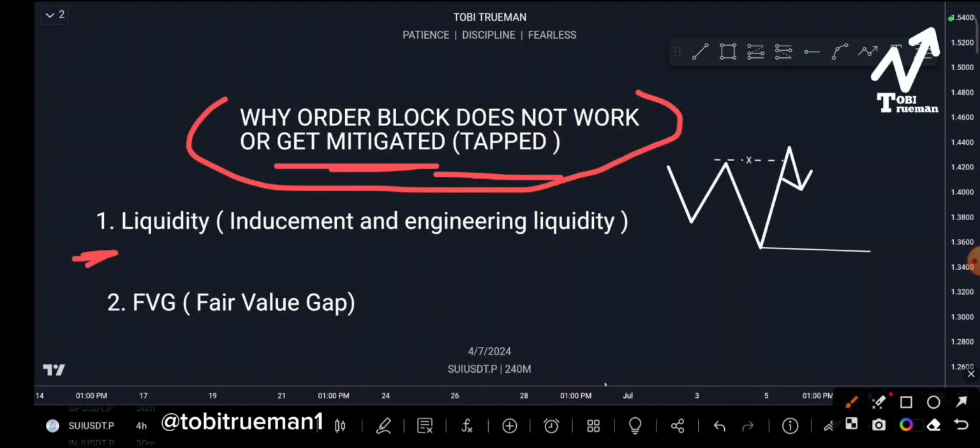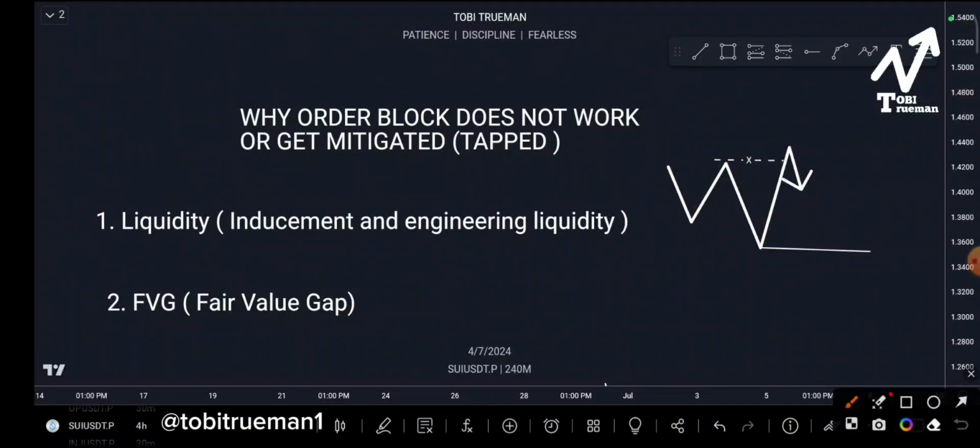Number one is liquidity. What drives price is money, and whenever there is money in the market, price will move. So movement of price based on money is liquidity. And liquidity, based on our smart money concept, we have in two different ways. Number one is inducement. When price is making a series of pullbacks, then the pullback that will be taken first is inducement. Then we have engineering liquidity, and we know engineering liquidity is the last pullback before an order block.